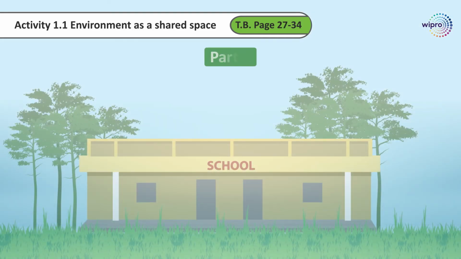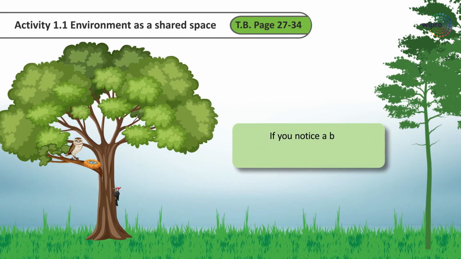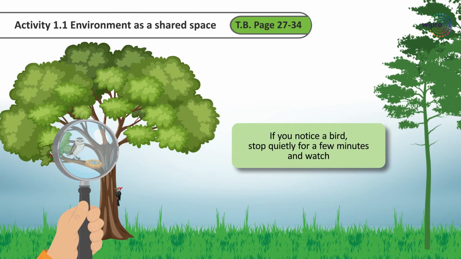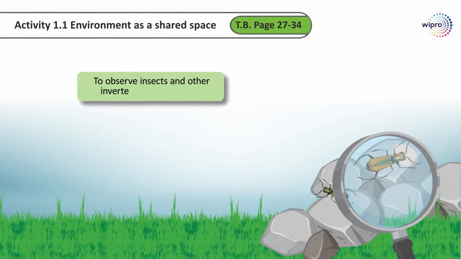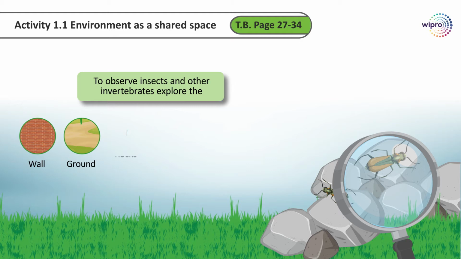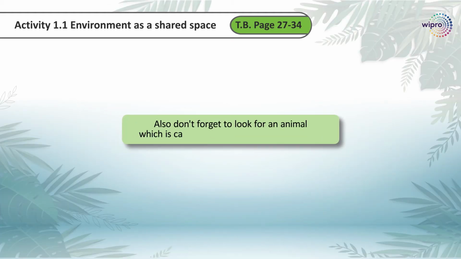In part 2 of this activity, students will visit the same site and walk around the schoolyard looking for evidence of animals. If you notice a bird, stop quietly for a few minutes and watch. To observe insects and other invertebrates, explore the wall, the ground, rocks, leaf litter, bark of a tree, look closely at plants, and so on. Also, don't forget to look for an animal which is camouflaged in color and in shape.